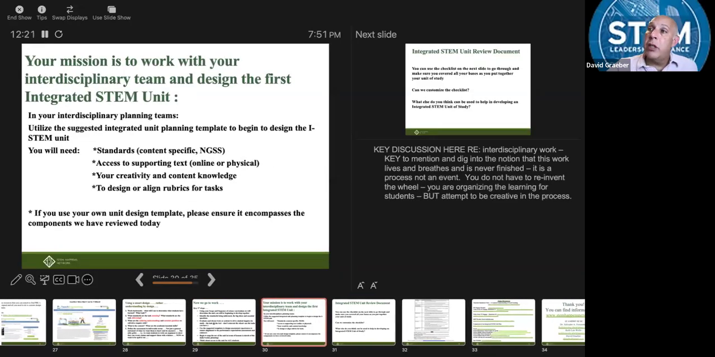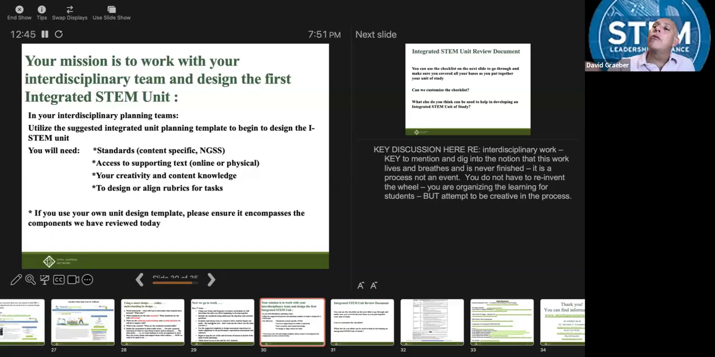Right? So your mission is to work with your interdisciplinary team and to design, maybe not your first, but an integrated STEM unit based around a phenomenon. In your planning teams, we want you to utilize the planning template again. You need standards, access to supporting text, your creativity, and your content knowledge. Again, that's where you need to be an expert.